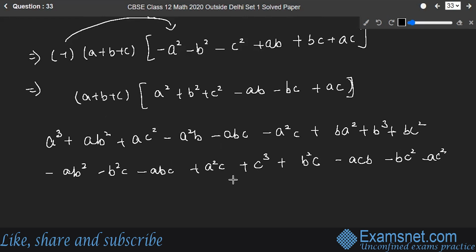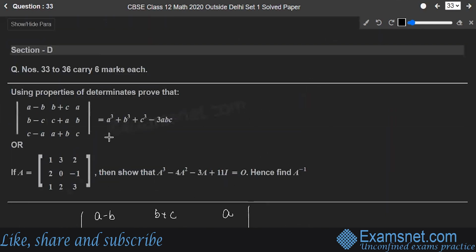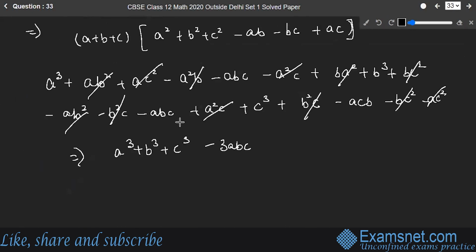So lots of cancellations are there now. So pay attention. AB square, AC square. Where is AC square? Over here. BC square, this will cancel. And A square B, A square C. So I think, B square C. This one will also cancel. So only what you will be left with is A cube plus B cube plus C cube minus 3ABC, which is your RHS, right? So hence proved.